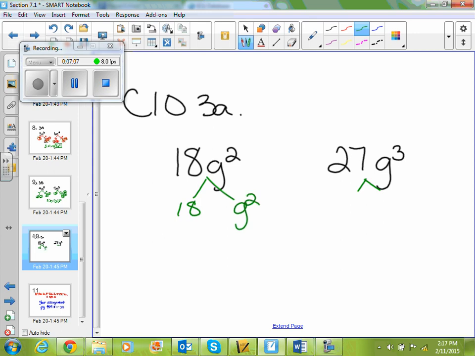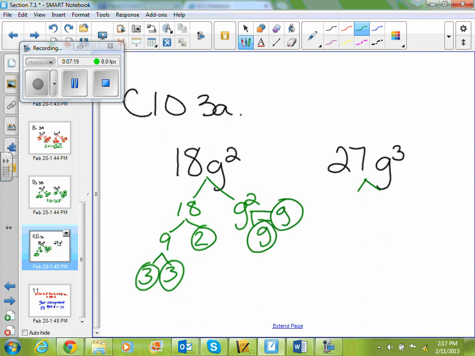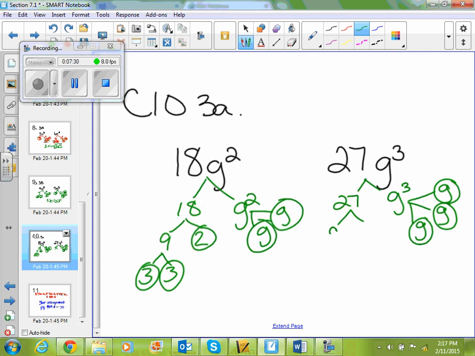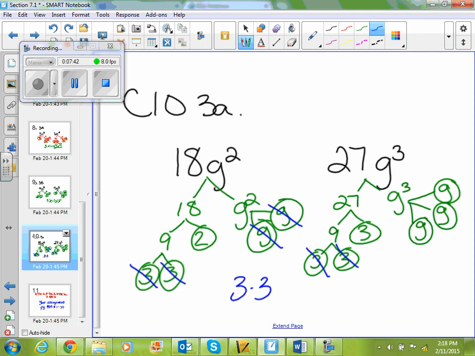Alright. 18 and g squared. 18 is 9 and 2. 9 is 3 and 3. I have 2 g's. Alright, 27 and g cubed. How many g's do I have? 3. What do I break down 27 as? 9 and 3, and 3 and 3. So they have 2 3's in common. So 3 times 3 and 2 g's in common. So g times g. There you go, 9g squared.